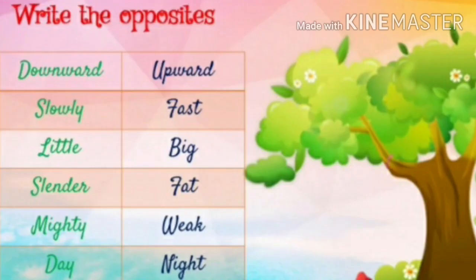So children, the last exercise. Match the opposites. One has been done for you. So what are the opposites? Downward, upward. Slowly, fast. Little, big. Slender, fat. Mighty, weak. And the last one, day. What is the opposite of day? Night.